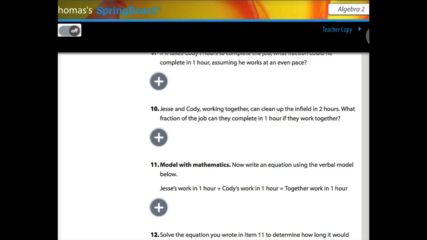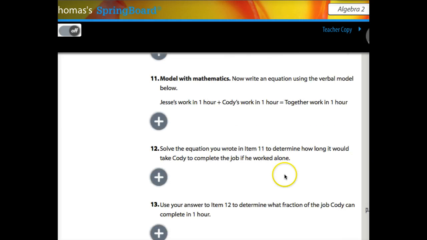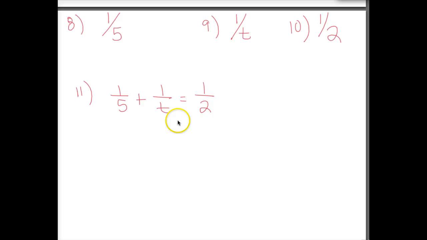Great. Number 12, solve the equation you wrote in item 11 to determine how long it would take Cody to complete the job if he worked alone, because that's what T represents, how long it would take Cody to complete the job by himself. So, go ahead, solve this equation. Notice it's a very easy rational equation to solve. So, pause the recording for a minute. I'll give you some time to try to solve that.